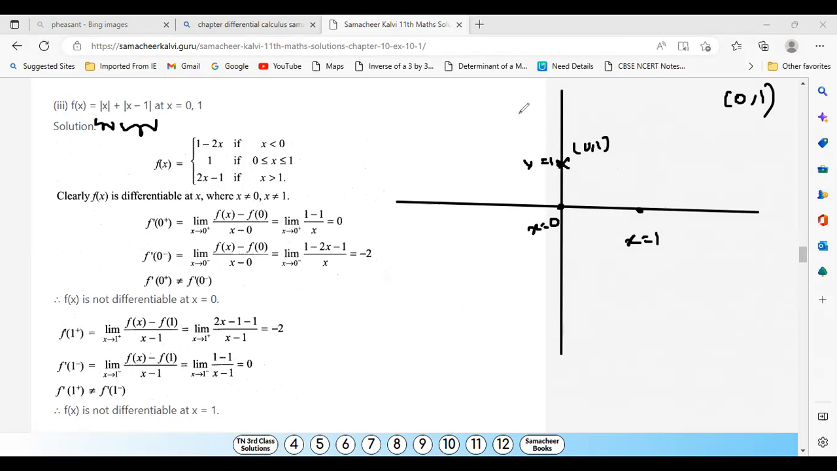Okay. So when I substitute 1, what happens? I will have modulus of 1 plus modulus of 1 minus 1, that is modulus of 1 plus modulus of 0. Modulus of 1 is 1 only, modulus of 0 will be 0, 1 plus 0 is also 1. So when I substitute x as 1, still I'm getting the answer is 1. So this point and this point.